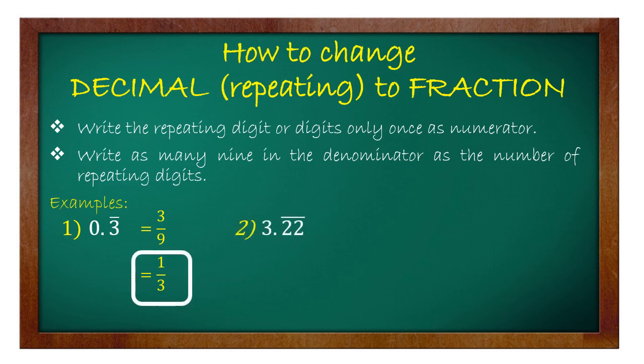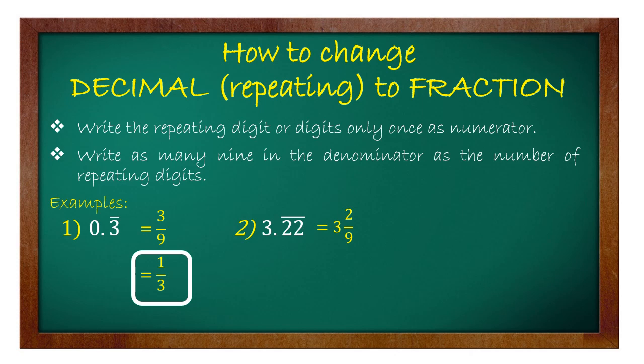Next, 3.22 with a bar at the top of 22. So, kung mapapansin mo yung 22, umuulit lang din yung tunog. So, hindi na 22 ang ilalagay natin sa taas, sa numerator. Ang ilalagay na lang natin is 2, since parehas lang naman din po yun.